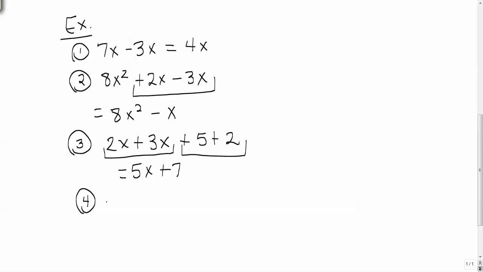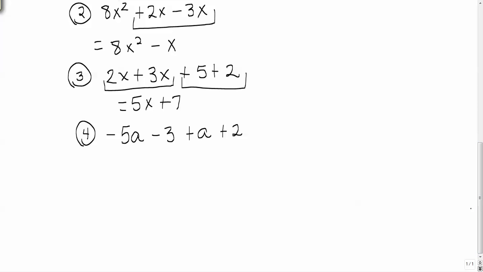Okay, if we have negative 5a minus 3 plus a plus 2. Now you can combine your a's together, so you can combine this one with this one. And then you can combine your numbers without the a's together. So you could put the negative 3 and the plus 2 together. Okay, so if we combine negative 5a plus a, now remember it's like having a 1 in front of that a. So if you combine their coefficients, negative 5 plus 1 is negative 4. So it gives you negative 4a.